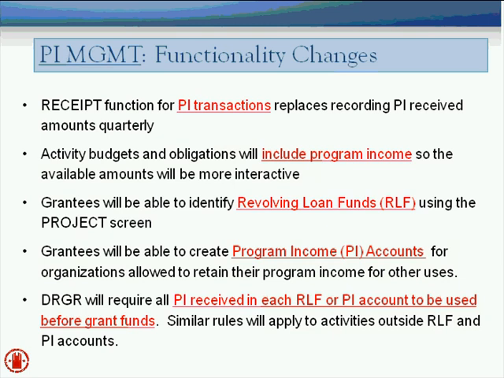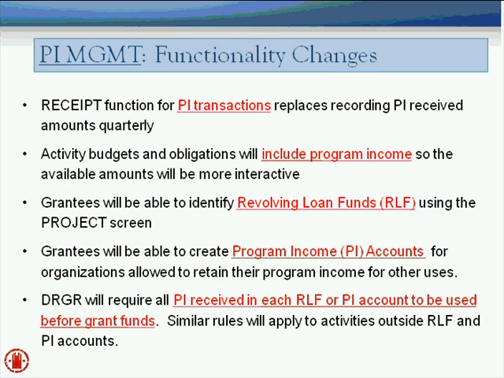instead of recording it on the QPR, and the QPR will become, like other things, just a read-only field. As I mentioned just now, activity budgets and obligations will include program income. We're not going to ask you to identify how much program funds versus program income when you're doing an activity budget or obligation. It's just that we're going to need them to be bumped up so that you can use them interchangeably when you get to the draw stage. So in essence, the available amounts will become interactive between program income and program funds, and we'll show you a lot more detail about how those calculations will be made.